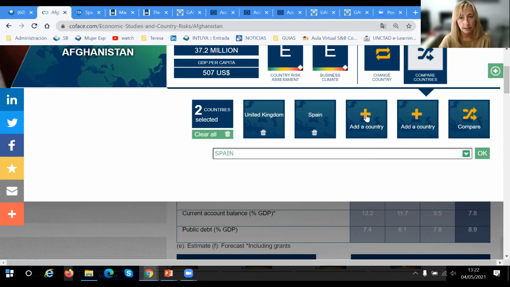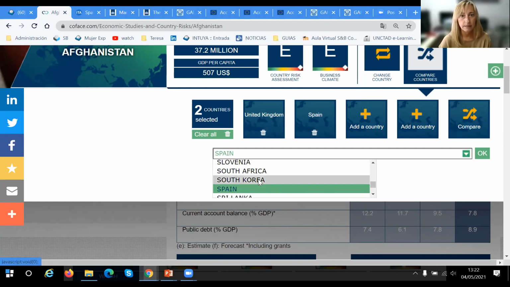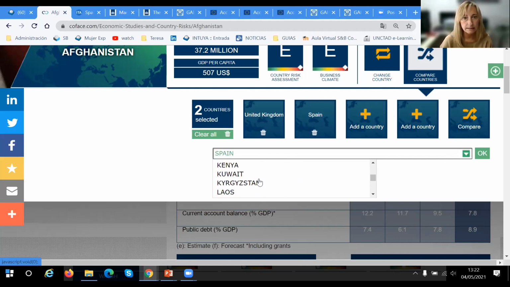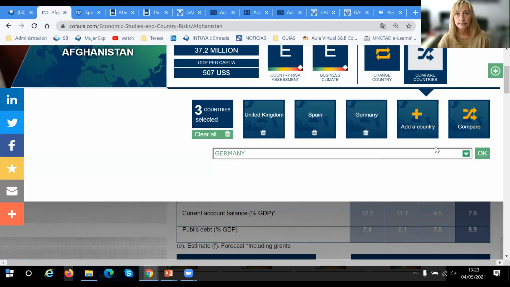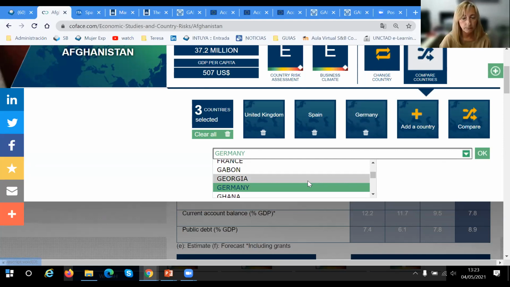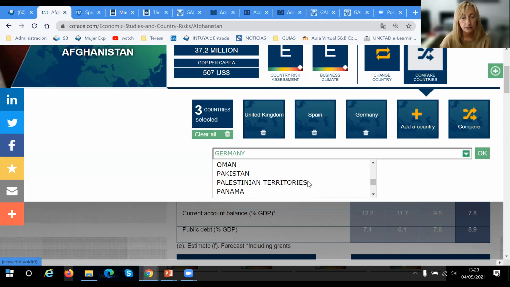Now we want to compare with Germany. So we click on the cross. We go to the triangle and we search for Germany. If it opens, yeah, we go to Germany, to the G. Germany, okay, and we do OK. And the last one is Turkey. So we search for Turkey. Turkey, and then we press OK.